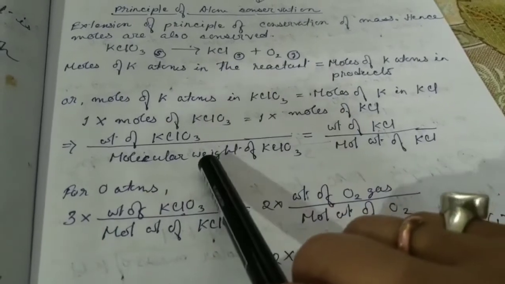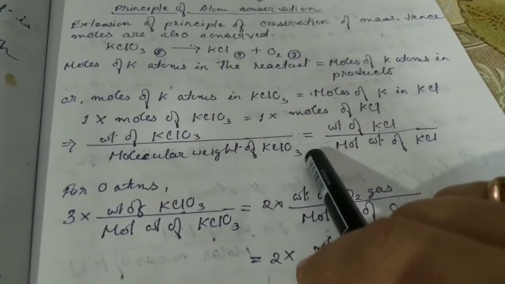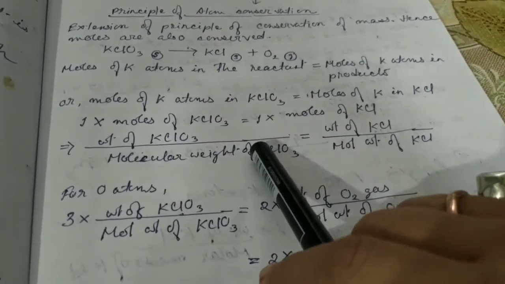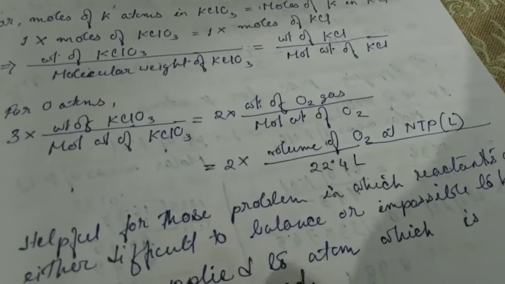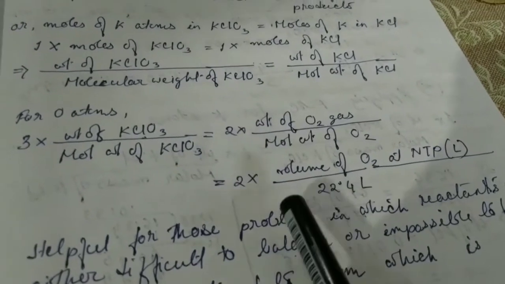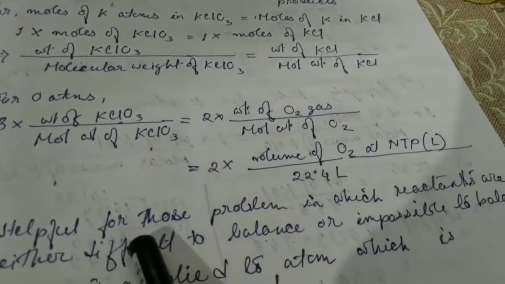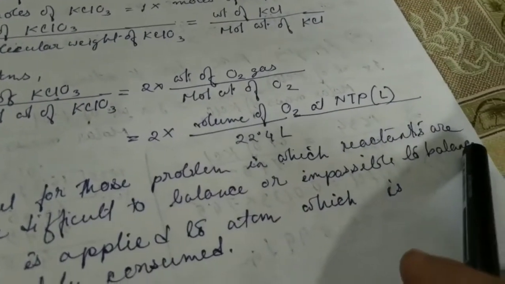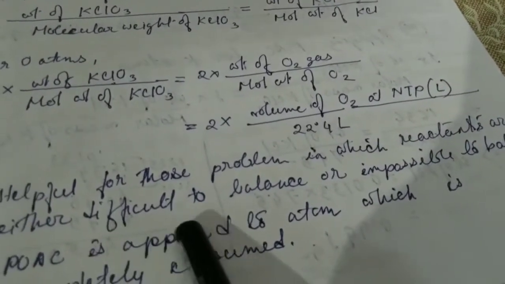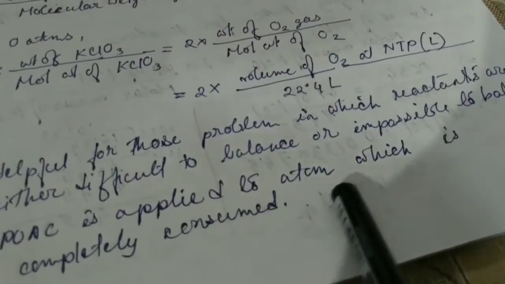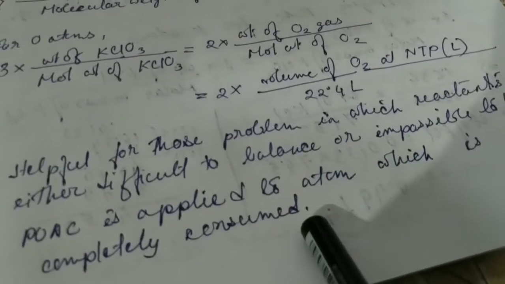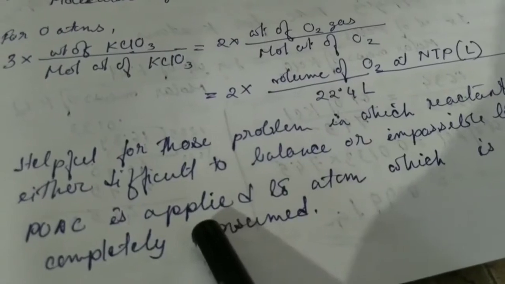Later, in the examples, we will see how the POAC method is applicable in solving problems, but before that we will learn where this POAC method is actually applied. It is helpful for those problems in which reactions are either difficult to balance or impossible to balance. POAC is applied to an atom which is completely consumed. Yes, this point is very important.